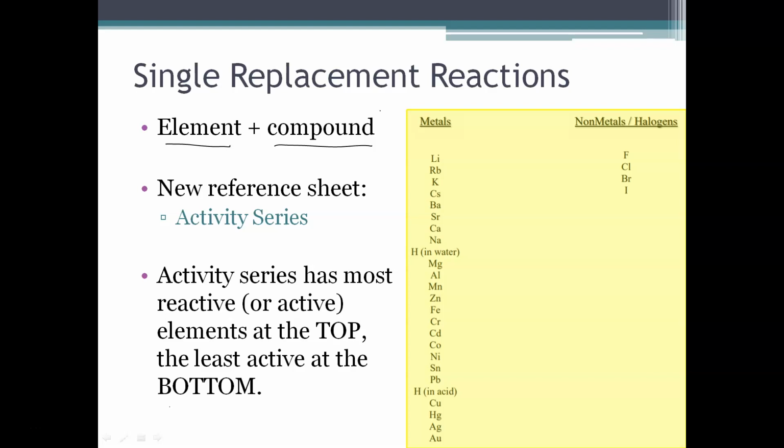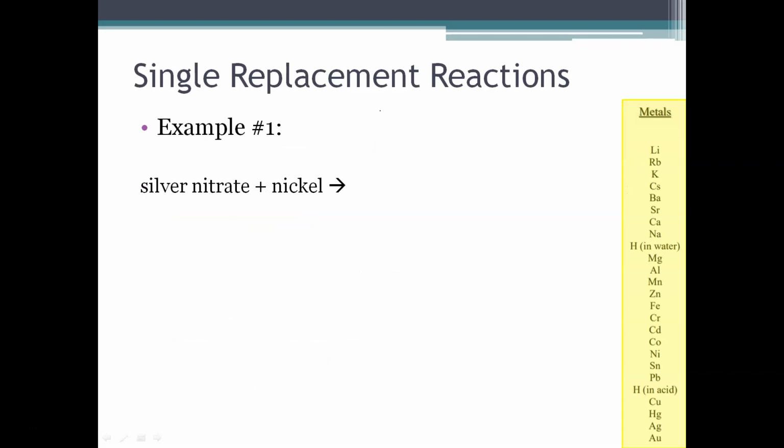Something to take note of is that the activity series has the most active or reactive elements at the top and the least reactive elements at the bottom. That's going to come into play in a few minutes when we go through some practice problems. If you're going to do the lab, you're going to make your own activity series and see if you can match up the one that's here. If you have done the lab already, this is a good review of how some of those chemical reactions worked. So let's do a couple of practice problems.